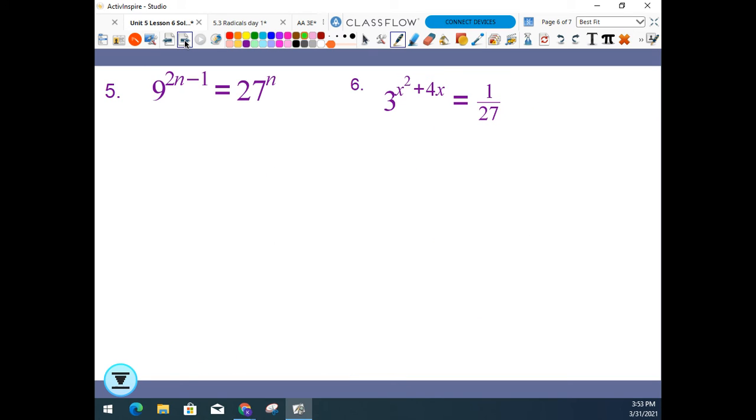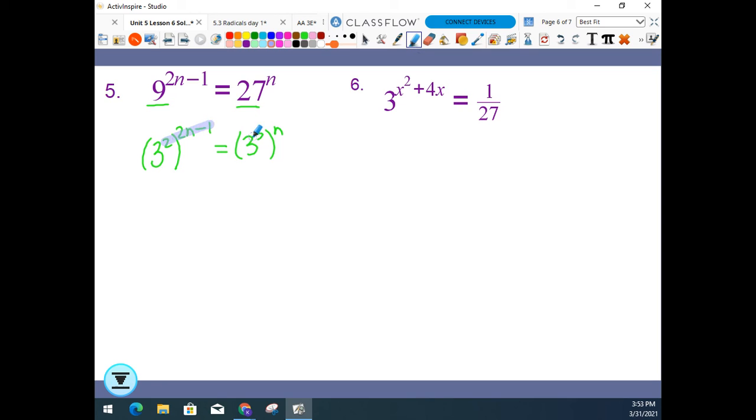Last 2 problems. I need to convert both bases again. 9 and 27 can both be changed into base 3. 9 and 27 are both powers of 3 because 3 to the second power is 9. Bring down the outside exponent of 2n minus 1. Replace 27 with 3 to the third, bringing down the outside exponent of n.